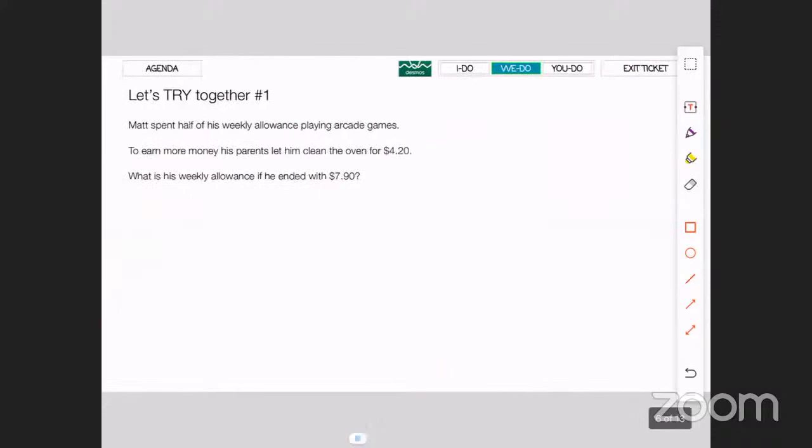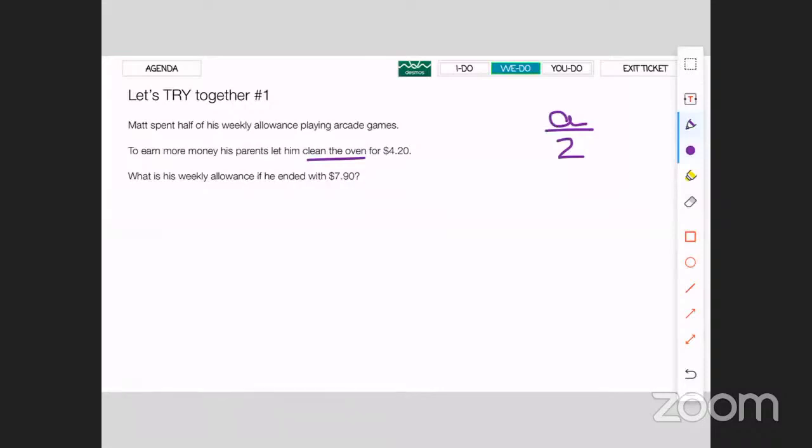Okay, and this is a redo part. In this part, let me explain this again. I found there is a typo issue in this problem, so it's a bit confusing. Matt spent half of his weekly allowance playing arcade games. So let's say Matt's weekly allowance is A amount of money. He spent half of it. That means you need to divide by 2. So this is step number 1.